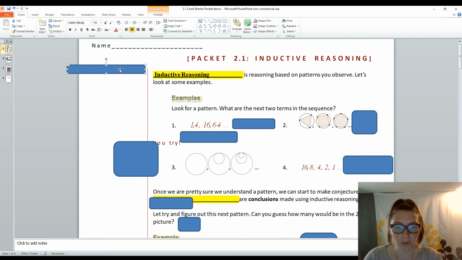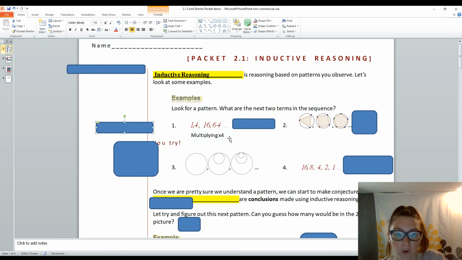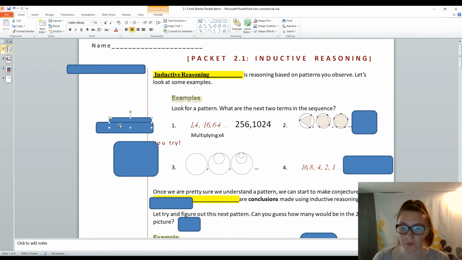What can I multiply 1 by to get to 4, and 4 to get to 16, and 16 to get to 64? I can multiply each term by 4. And when I do that, the next two terms would be 256 and then 1024. In number 2, we have circles, and inside the circles we have polygons.